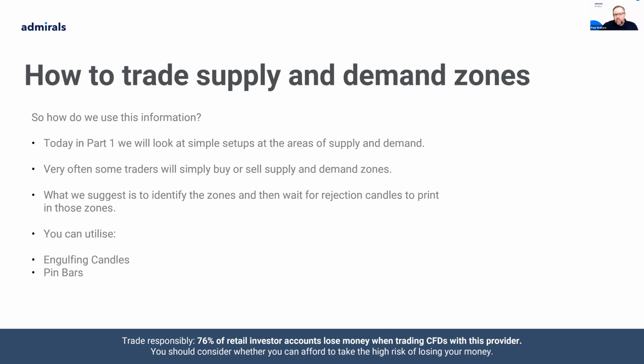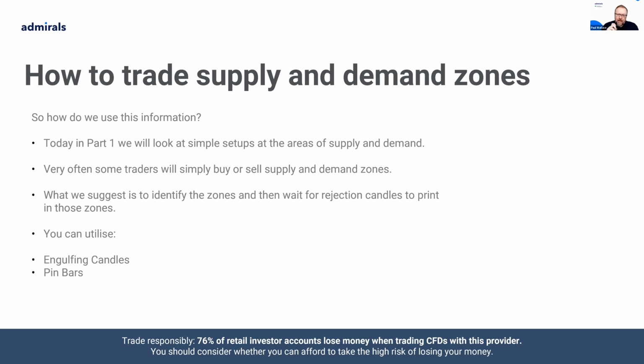Other people who might be more aggressive might just have a pending order to buy or sell that zone, or they may just hit the bid or lift the offer when price reaches those areas. That is partly about where you sit on the risk spectrum yourself as a trader. But for me, I identify those zones and then wait for rejection candles to print in them. Very simple price action ones you could use here are engulfing candles and pin bars.